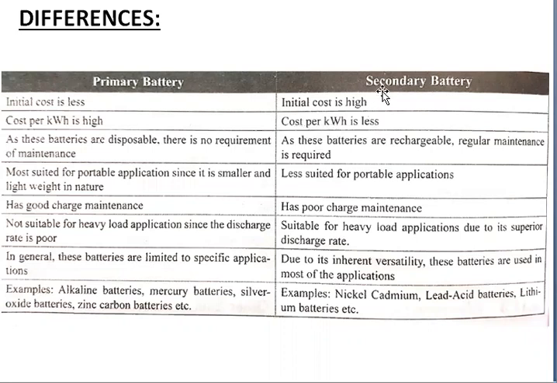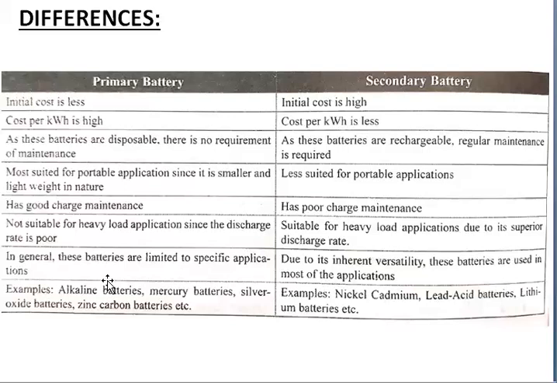That is the meaning. And the next one is, primary batteries are disposable, there is no requirement of maintenance. But secondary batteries are rechargeable, right? So they require regular maintenance. And coming to the primary battery again, it is most suited for portable applications since it is smaller and lightweight in nature. And secondary batteries are very less suited for portable applications because they are big in size when compared to the primary batteries.